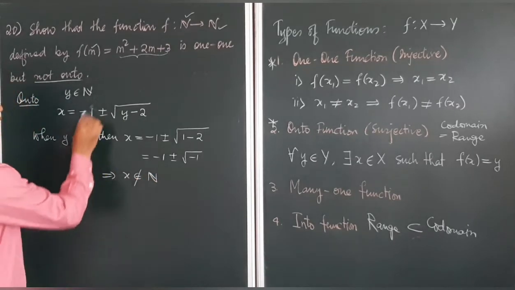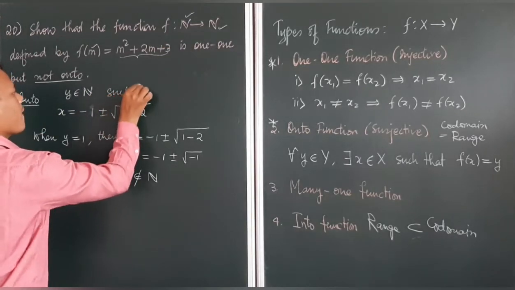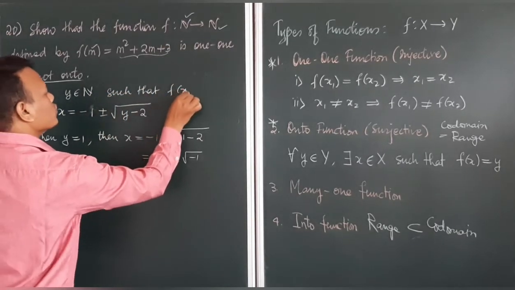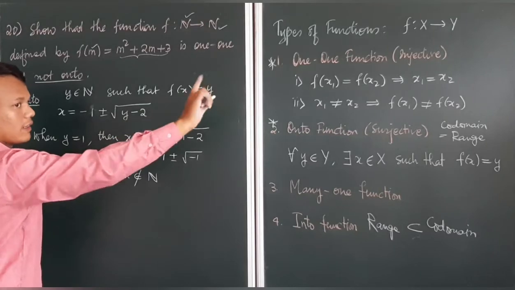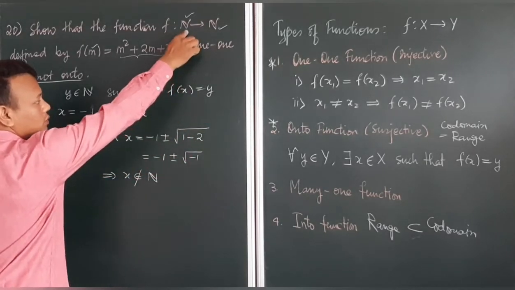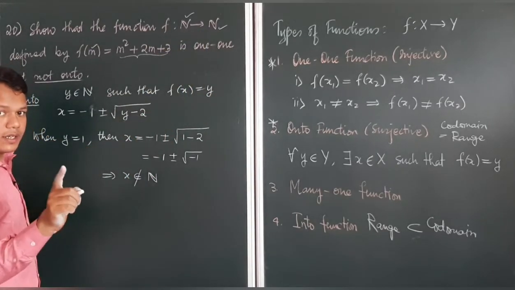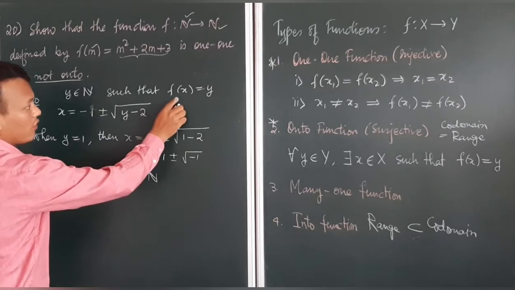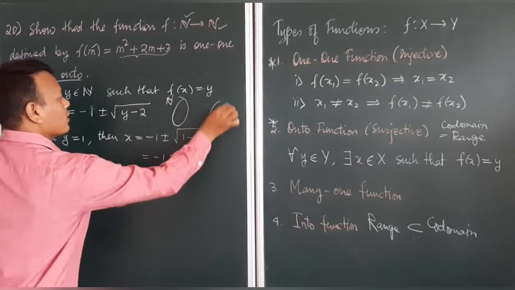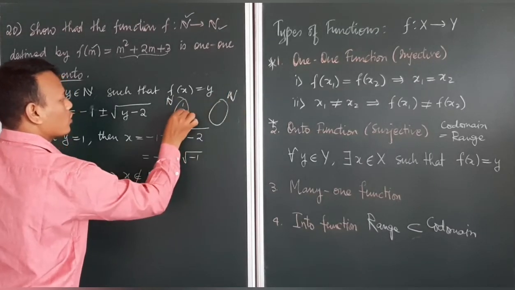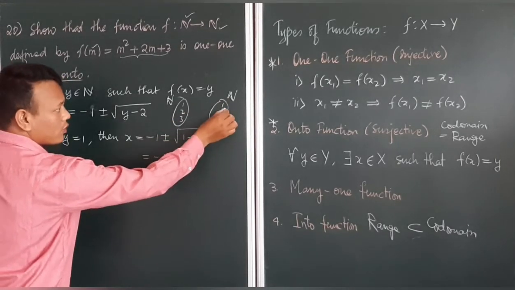So I said in the beginning that y is chosen from the second set such that f(x) is equal to y, isn't it? So if I choose y equals 1, then there is no element from this set which is mapped with 1 in the second set. I hope this is clear to you. If I choose y equals 1, this is my first set N, this is my second set N, and within N we have 1, 2, 3, and it continues. So every element is mapped, and I am choosing 1.